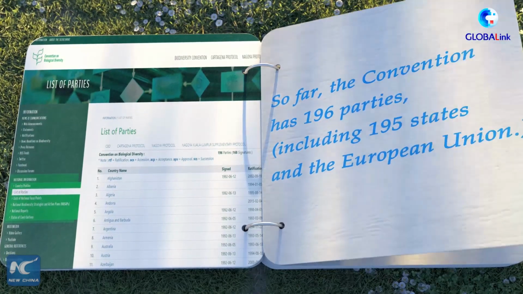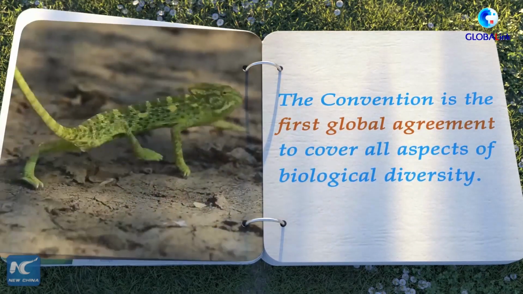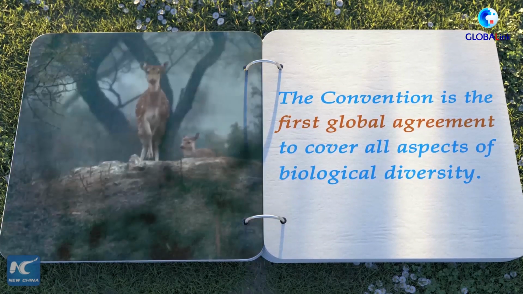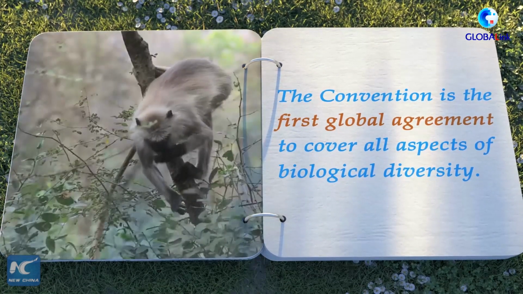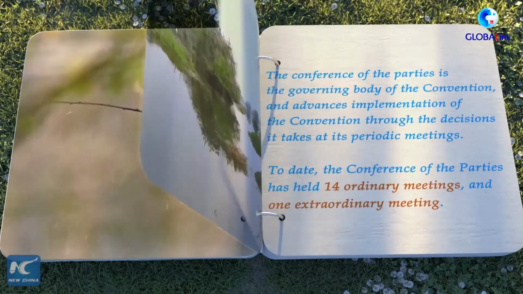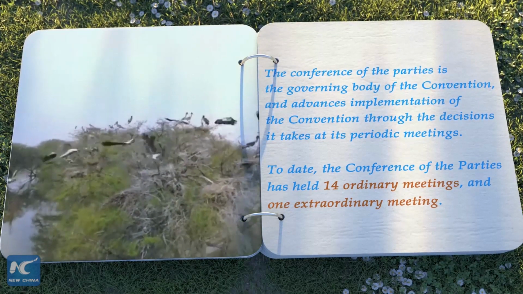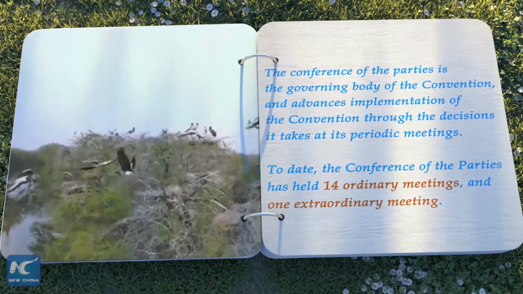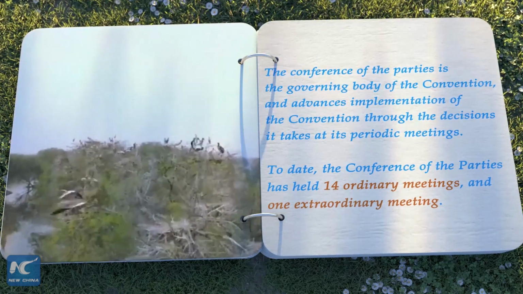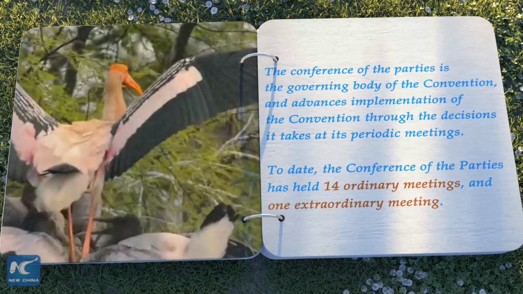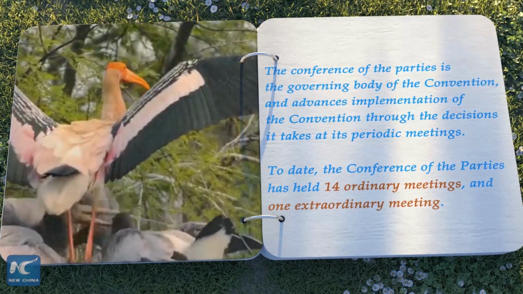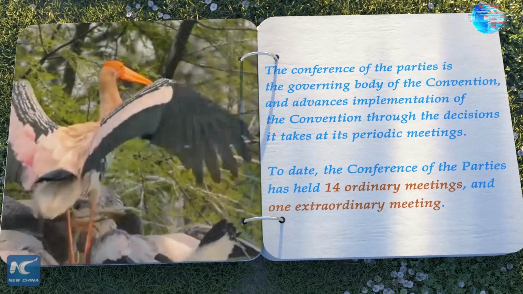So far, the convention has 196 parties. The convention is the first global agreement to cover all aspects of biological diversity. The Conference of the Parties is the governing body of the convention, and advances implementation of the convention through the decisions it takes at its periodic meetings. To date, the Conference of the Parties, or the COP, has held 14 ordinary meetings, and 1 extraordinary meeting.